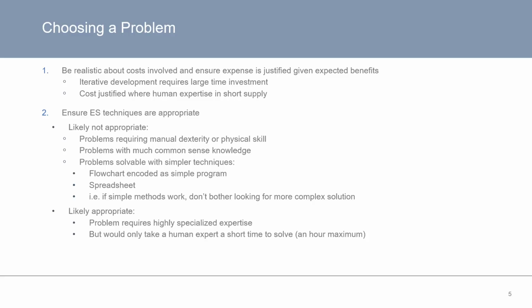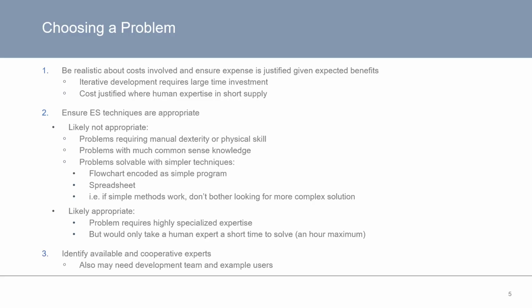Expert systems are likely appropriate when a problem requires highly specialized expertise, but at the same time, it would only take a human expert a shortish time to solve that problem. For example, an hour's worth of human time maximum. The reason for this is, as problems get more and more complex, they might be a lot harder to transfer that knowledge into an automated expert system.